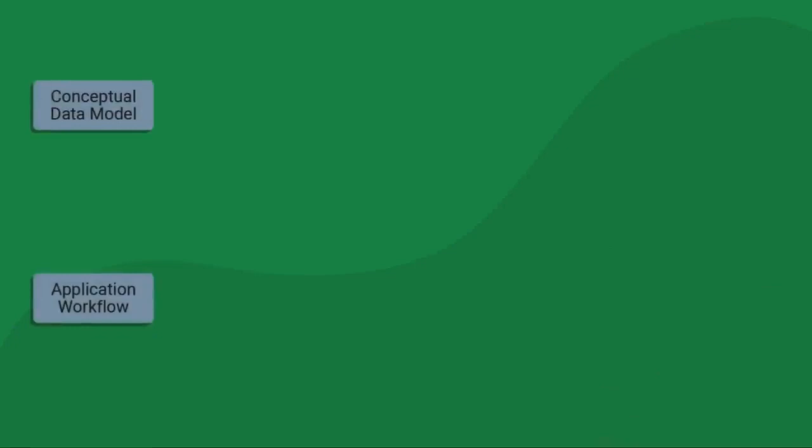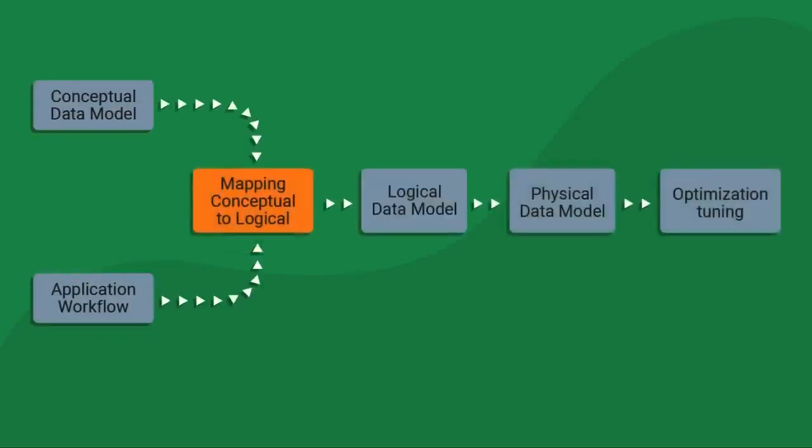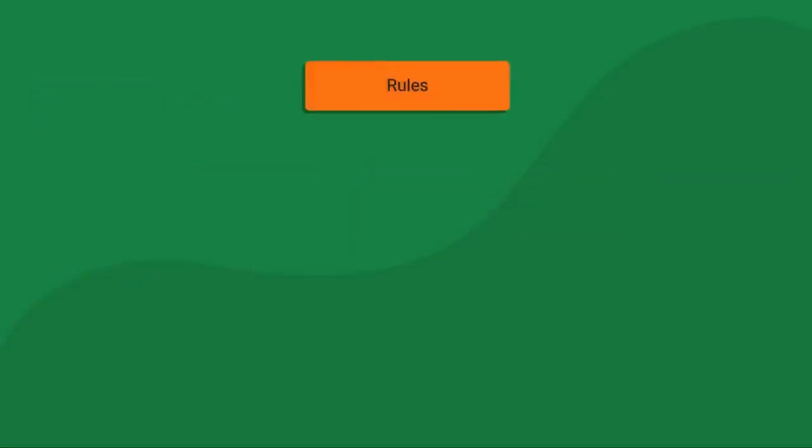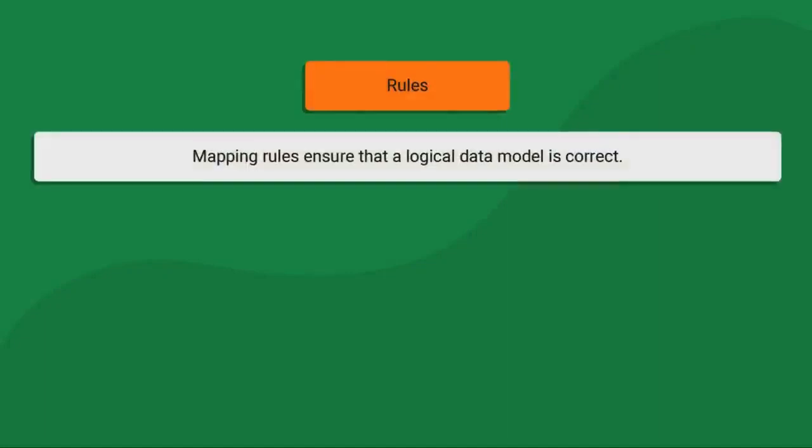At this point, we have covered the conceptual data model and the application workflow. Next, we will look at how to make a logical data model. To do this, we have to map our conceptual model to a logical model. Now you will go through some basic rules for query-driven methodology. The mapping rules ensure that a logical data model is correct.